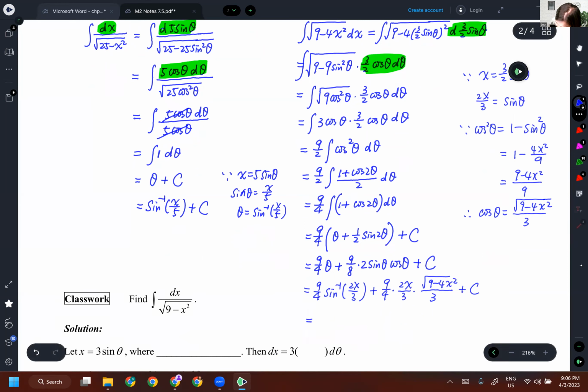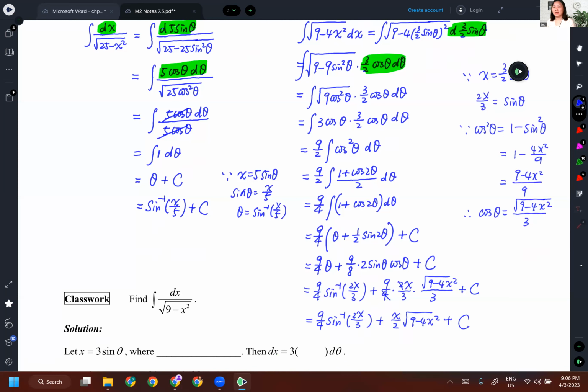So really final answer: x/2 times the square root of 9 minus 4x squared, plus c. And then it's finished right now.